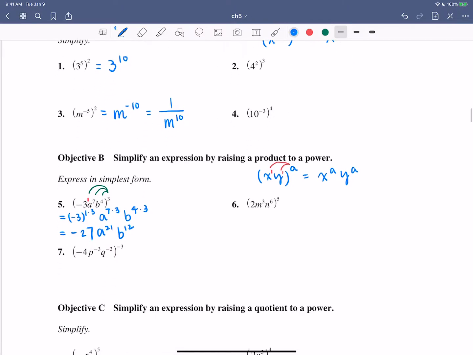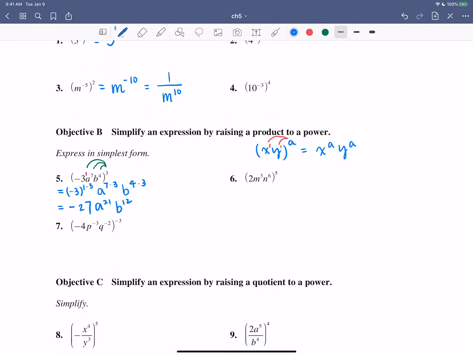Number 7. Number 7 is slightly complicated because you have a negative exponent outside. Well, you don't have to worry about it because we're going to multiply anyways. So follow the same procedure. Mark the exponent for each factor inside. We have negative 4 with an exponent of 1. We have p with an exponent of negative 3. q with an exponent of negative 2. So you distribute this negative 3 outside, inside, and then multiply each of them by negative 3.